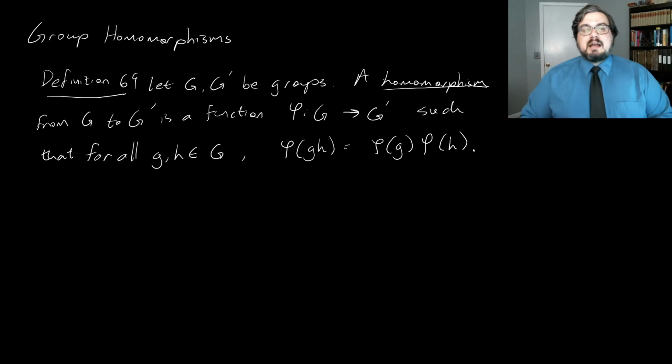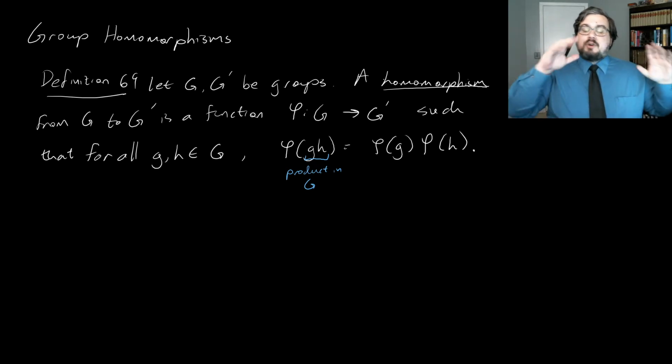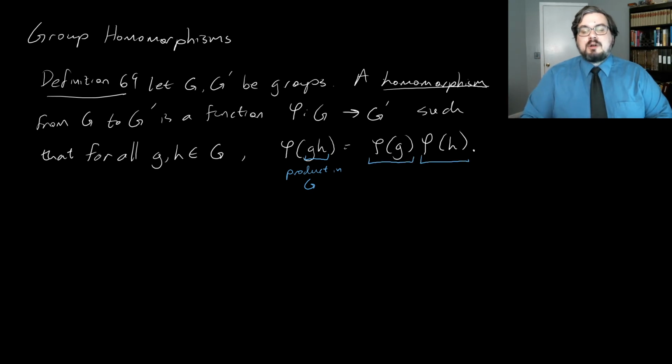Now, it's important to recognize what's going on here and in what settings the various operations are taking place. The gh on the left-hand side here is the product of two things inside G. So this is a product in G. And so we'll have two elements, g and h, and their product. And those all live inside G. On the other hand, we have the product of phi of g and phi of h. And because the codomain of phi is G prime, that means that this product is a product in G prime.